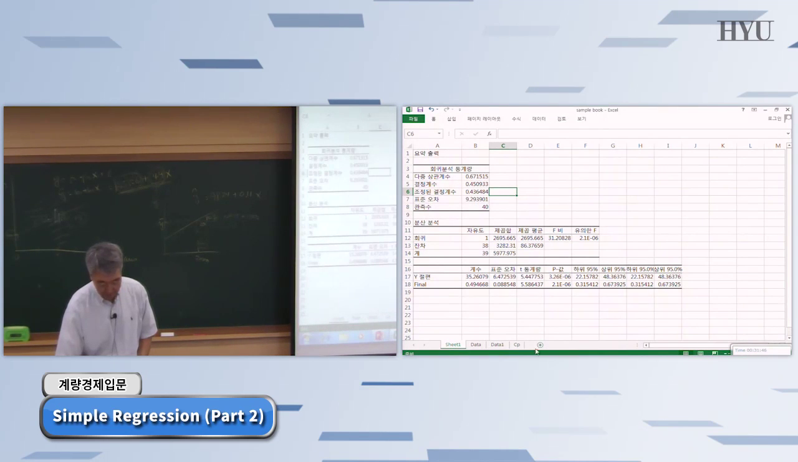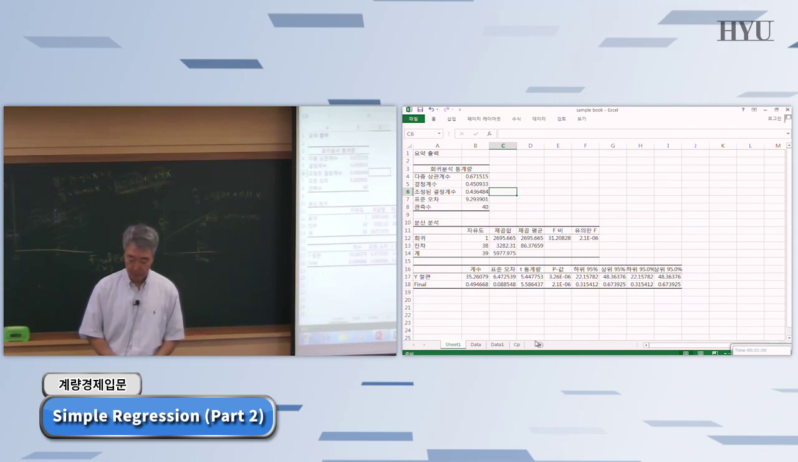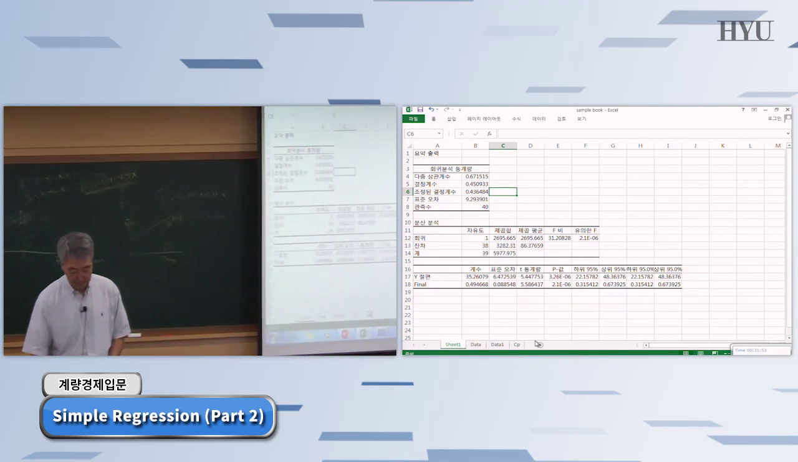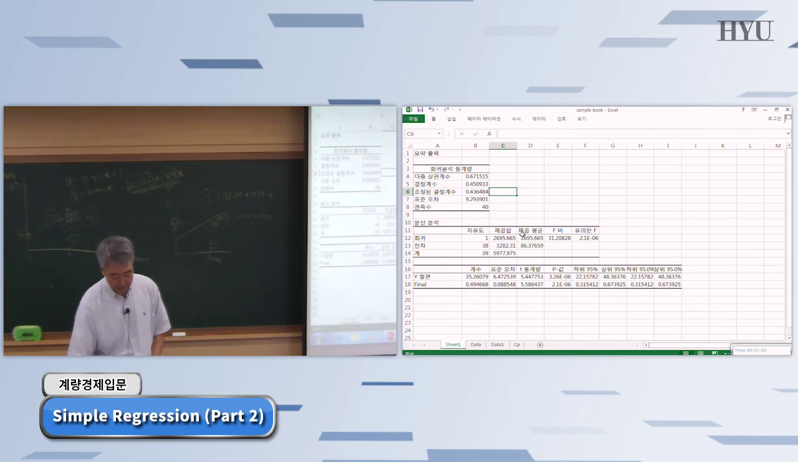And all right, going back to the actual Excel output, the second table here is called the ANOVA table.